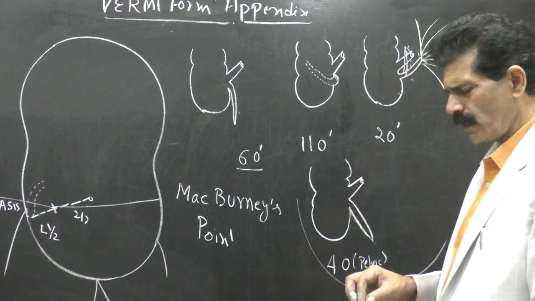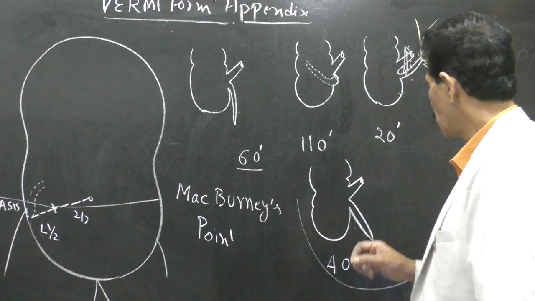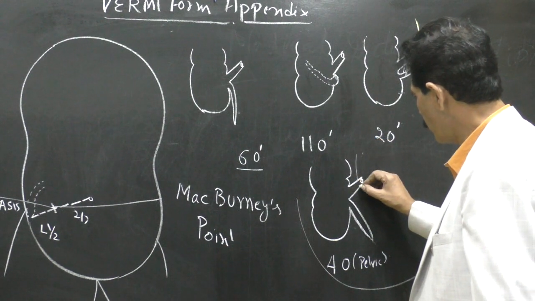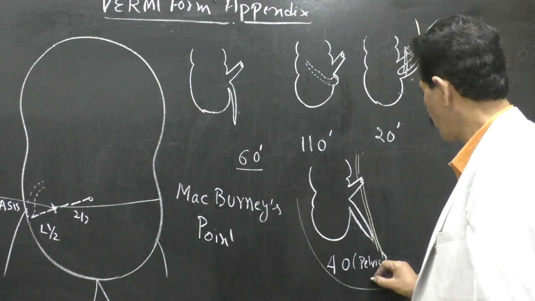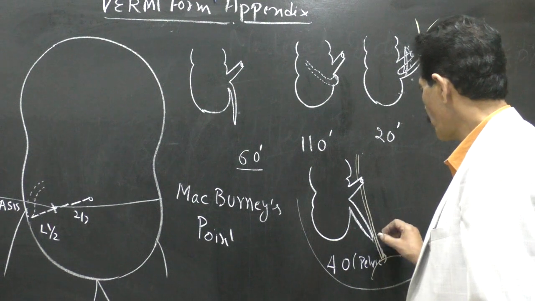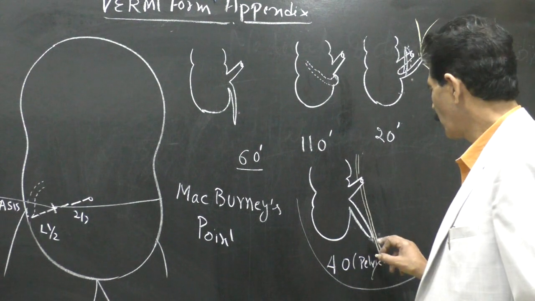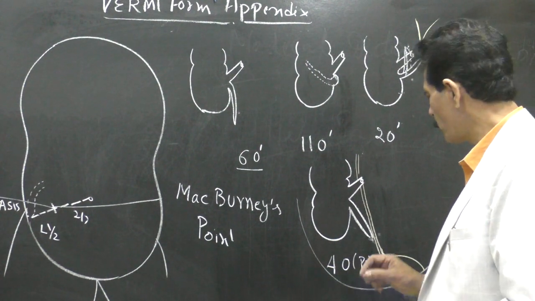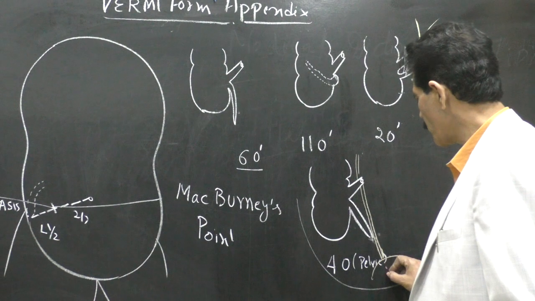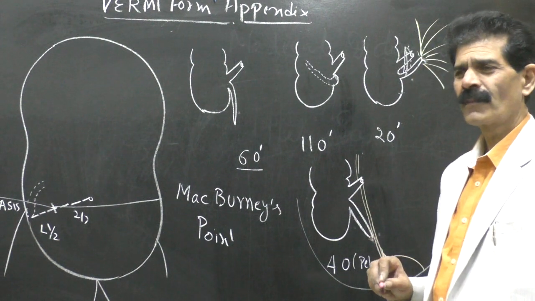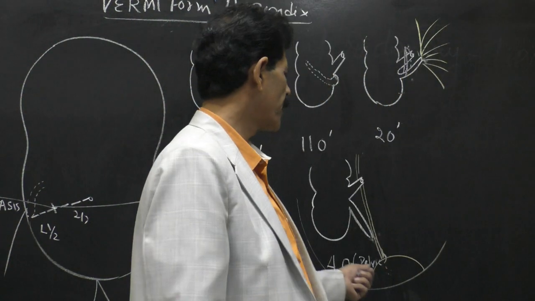But what happens in the pelvic position is that the right ureter also passes just near the tip of the appendix into the bladder. So sometimes the inflamed appendix tip may touch the ureter, and because of this, some irritation will be there in the lumen of the ureter, and the patient may present with RBCs in the urine, and this may be misdiagnosed as a ureteric stone rather than appendicitis.